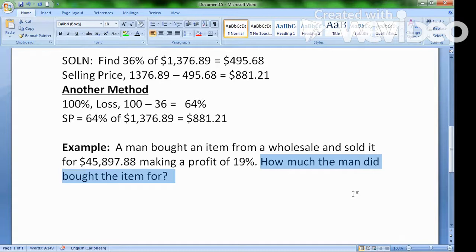How much the man bought? You can't say "did bought," sir. You can take out the "did" and say, how much the man bought the item for. Or you could say, how much did the man buy it for? Write it properly. How much did the man buy it for?